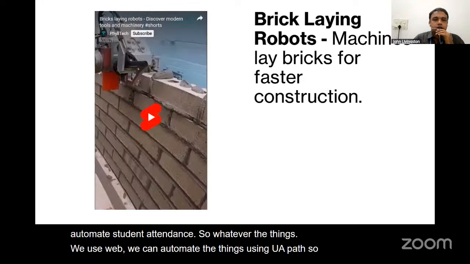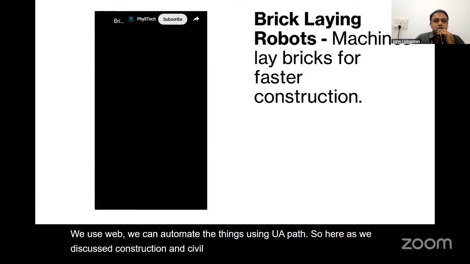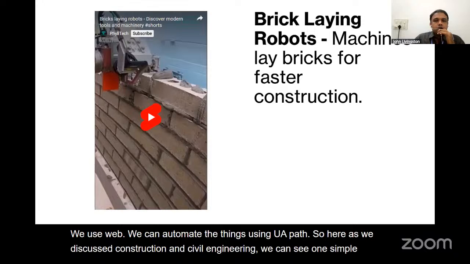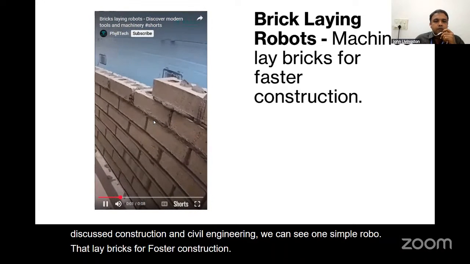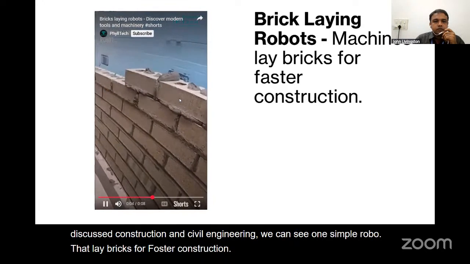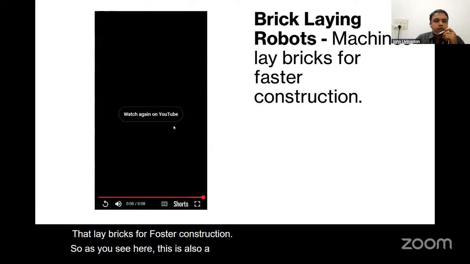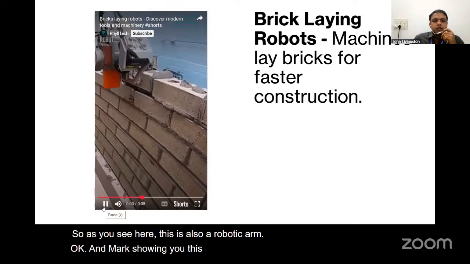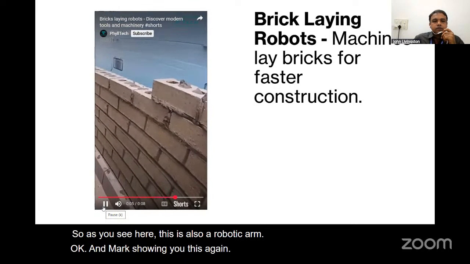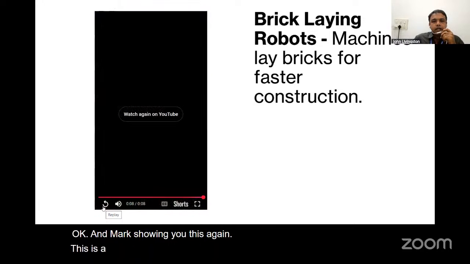Here, as we discussed, in construction and civil engineering, we can see one simple robot that lays bricks for faster construction. As you see here, this is also a robotic arm. This is a robotic arm that automates bricklaying.